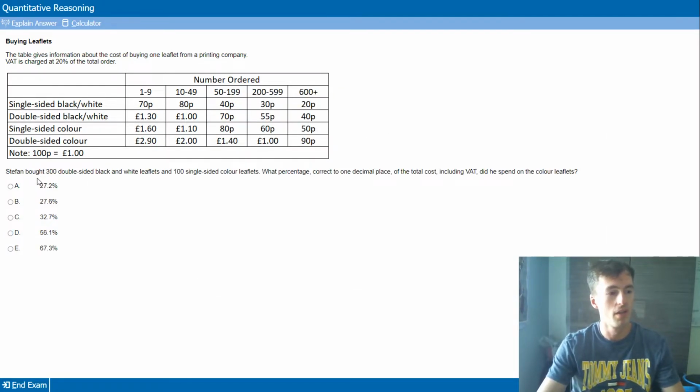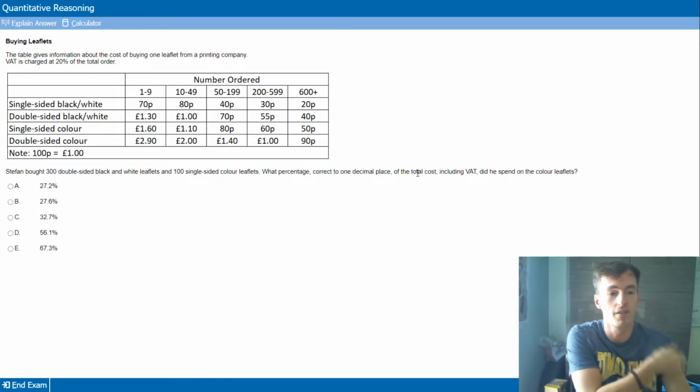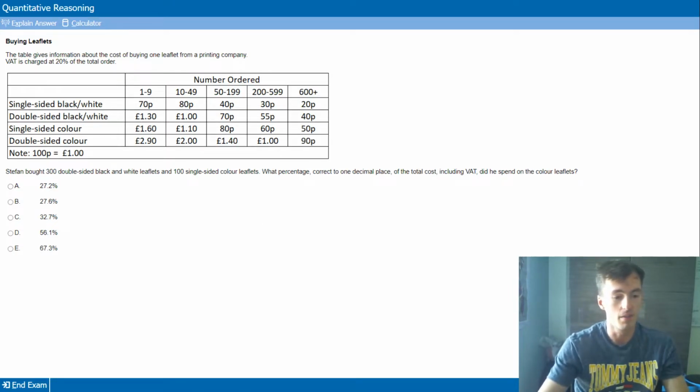We're then told that Stefan bought 300 double-sided black and white leaflets and 100 single-sided colour leaflets. What percentage, correct to one decimal place, of the total cost, including VAT, did he spend on colour leaflets? Okay, so this one is going to take us a little bit longer. We're going to have to write some stuff down as well.